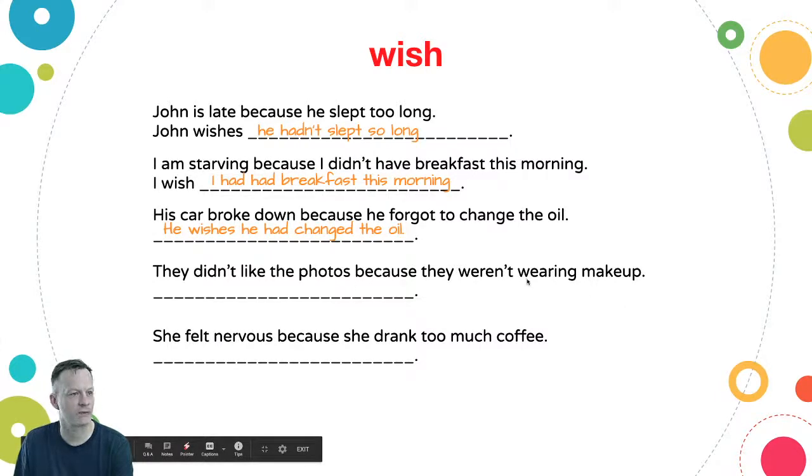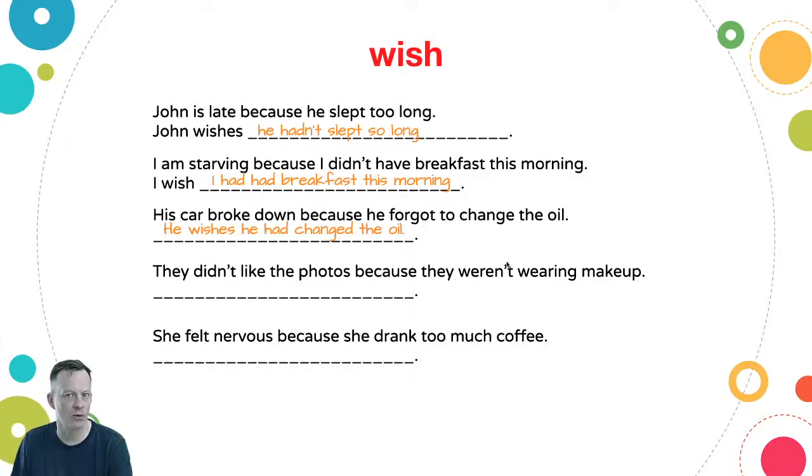Okay, so here, what have we got? They didn't like the photos because they weren't wearing makeup. They weren't, in the past, they weren't wearing makeup. Oh, I can't talk today. So they wish, so here we have to use the verb be. Let's see. They wish. V says they wish. They. No. Try again, V, for the fourth one.